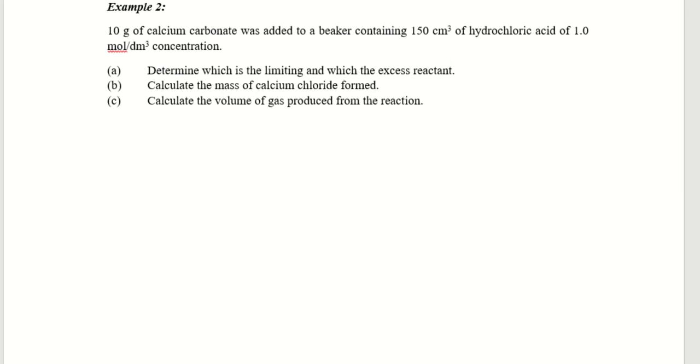Example number 2. 10 grams of calcium carbonate was added to a beaker containing 150 cm³ of hydrochloric acid of 1.0 mole concentration. Determine which is the limiting reactant and which is the excess reactant. So let's go back to the steps and take a look.